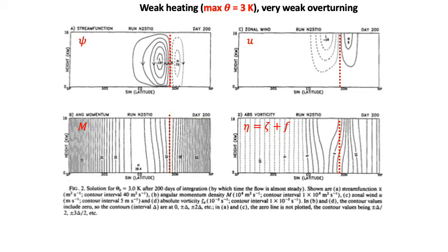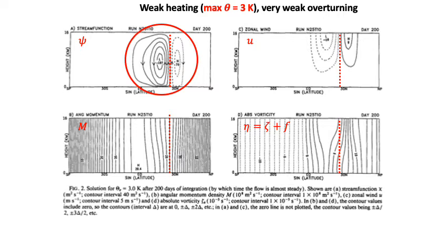Okay, so they first do an experiment with weak heating, where the peak heating, or I should say the peak potential temperature perturbation, is 3 Kelvin. Again, applied at that latitude. It's shown in the red dashed line. And so the result when you do that is a very weak overturning. So let's walk through that.